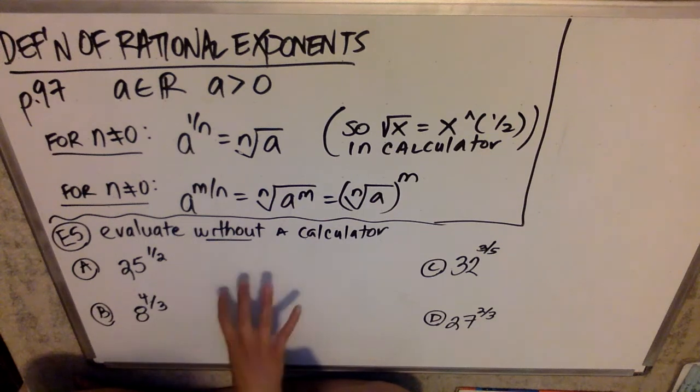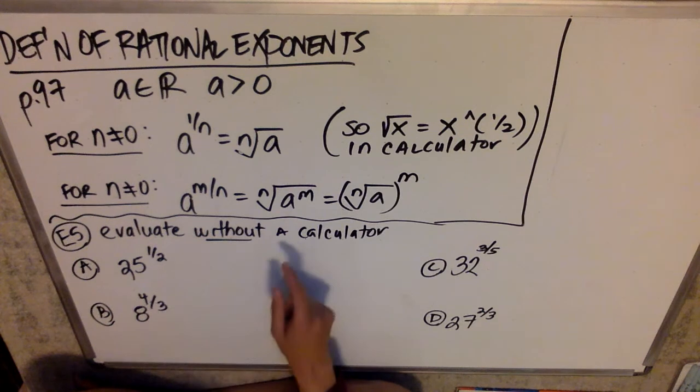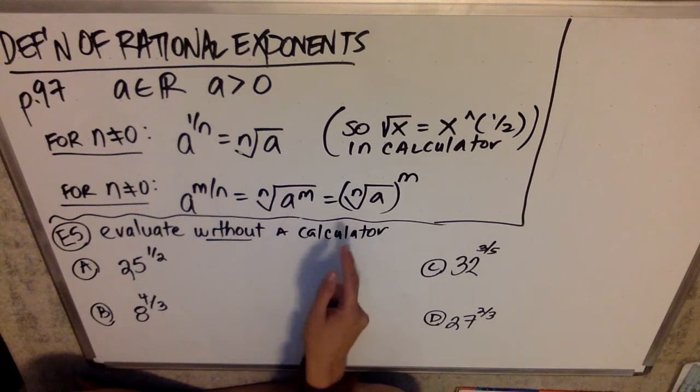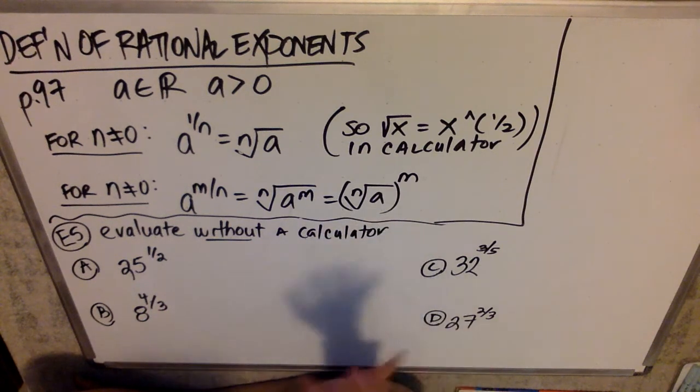For n not equal to 0, a to the m over n can be written in one of two ways, and we're going to walk through in example 5 why one of those ways is better than others in certain circumstances. It can be written as the nth root of the quantity a to the m, or it can be written as the nth root of a whole quantity to the m. Either of those are fine.